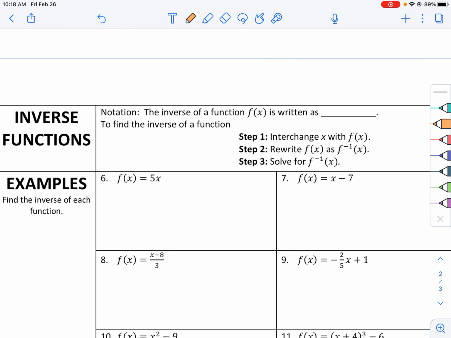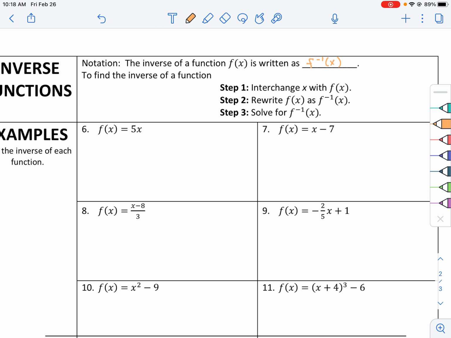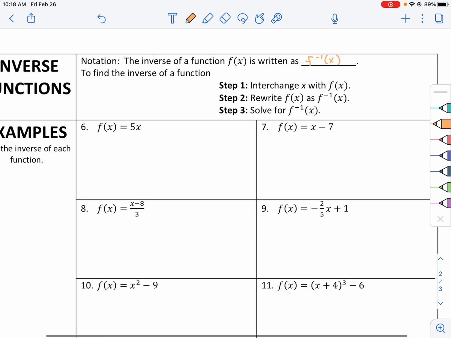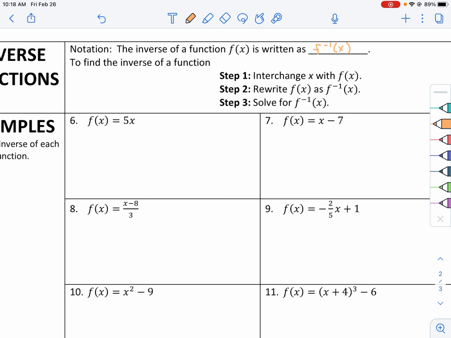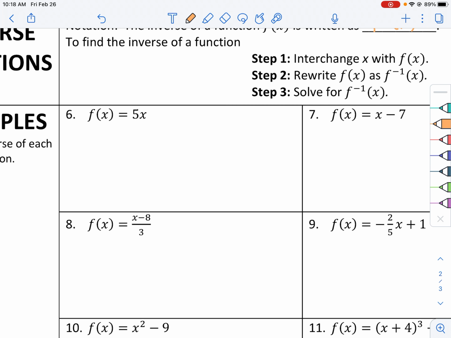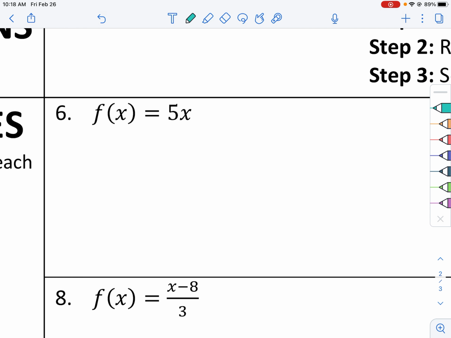Inverse function. So the inverse of a function, f of x, is written as f negative 1 of x. And that's how you write the inverse of f. To find the inverse of a function, you interchange x with f of x. Your second step is to rewrite f of x as f to the negative 1 of x, and then you just solve for f to the negative 1 of x, or inverse of x. So it looks just like this.